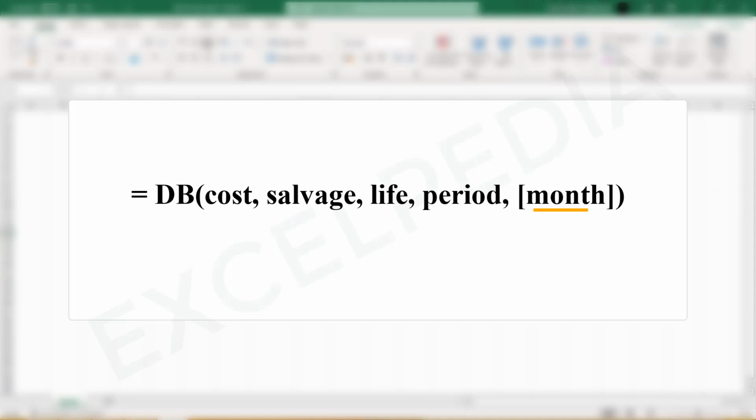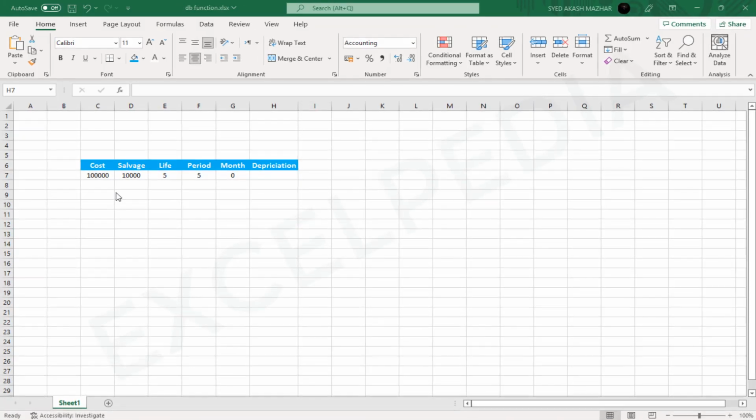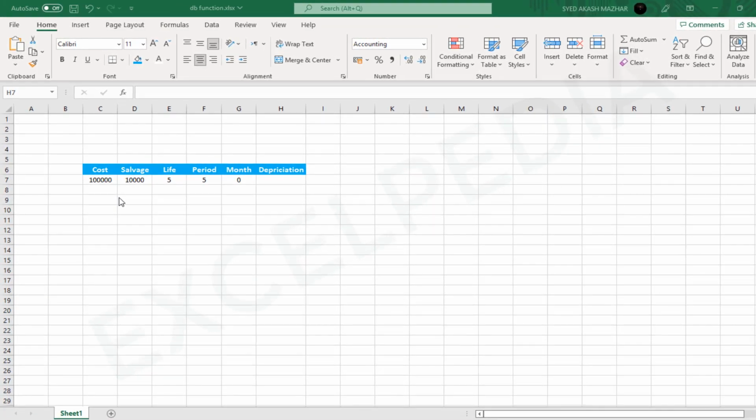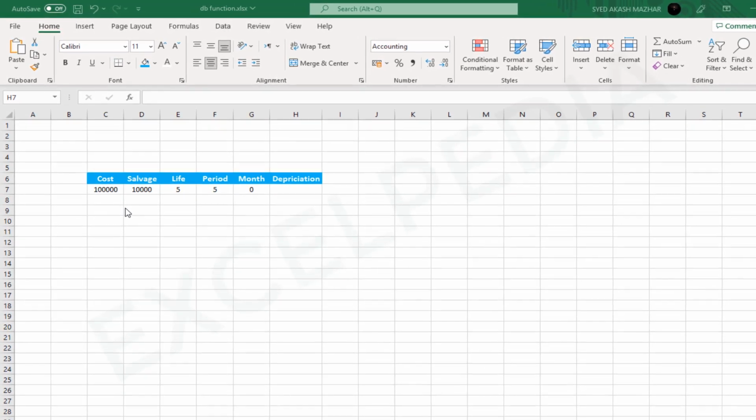5. Month. This is an optional parameter. This indicates how many months of the year are used in the initial phase of depreciation calculation. If this parameter is left blank, the function will use the default value of 12. How do I use it? Consider the following scenarios to understand better how the DB function is used.